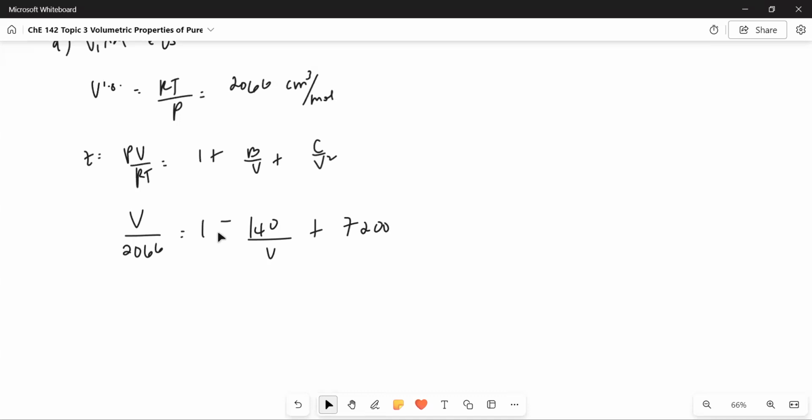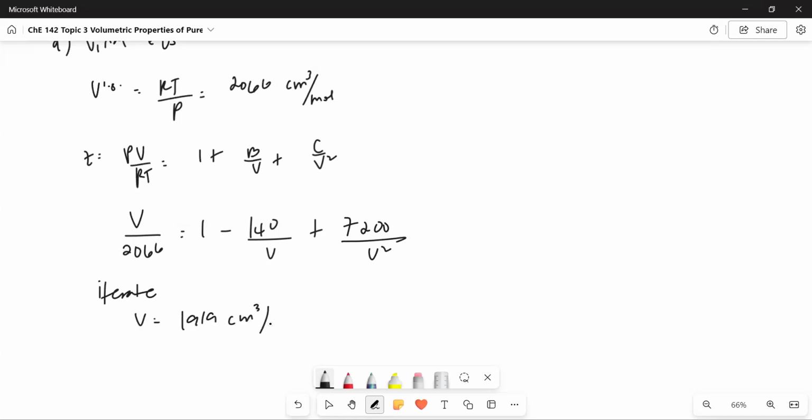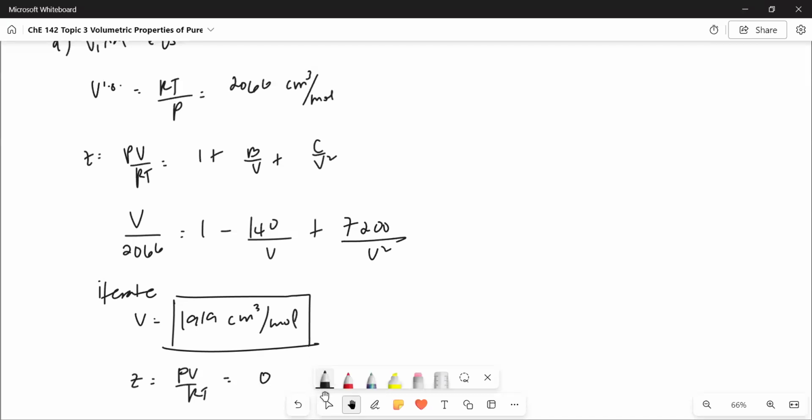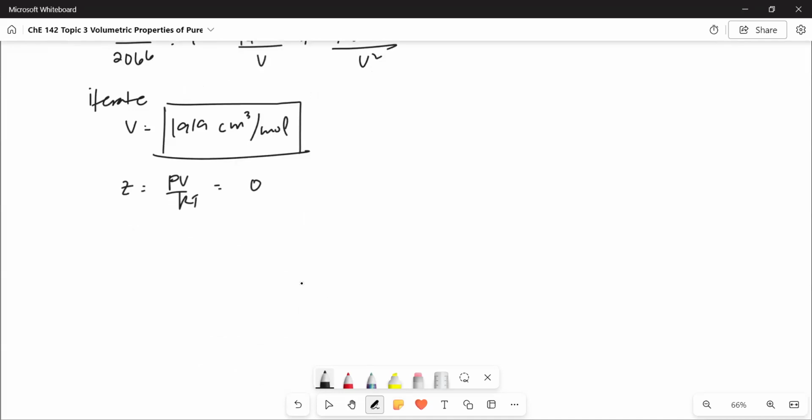Okay, so let's just move this, and that's over V squared. So now we iterate for V, and what you will get here after iteration is 191 cm cube per mole. So that's the answer also already on the slide. And for Z, Z is PV over RT, so just simply substitute. You get 0.929. Okay?